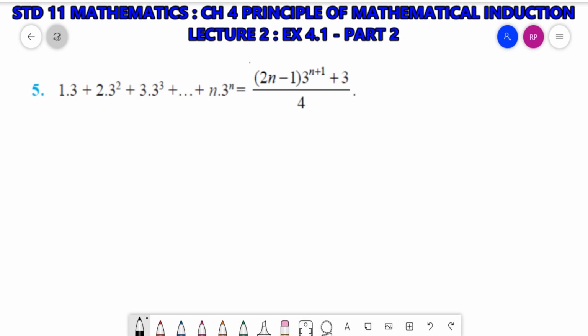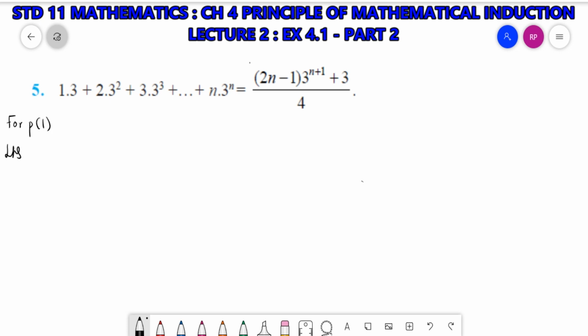Question number 5: 1 into 3 plus 2 into 3 square plus 3 into 3 cube up to n into 3 raised to n. You have to prove this is equal to (2n minus 1) into 3 raised to n plus 1, plus 3, upon 4. Okay, so first for P of 1.